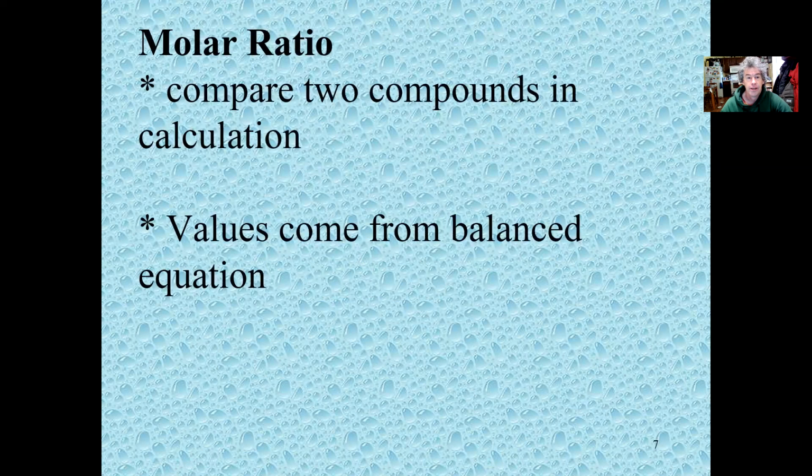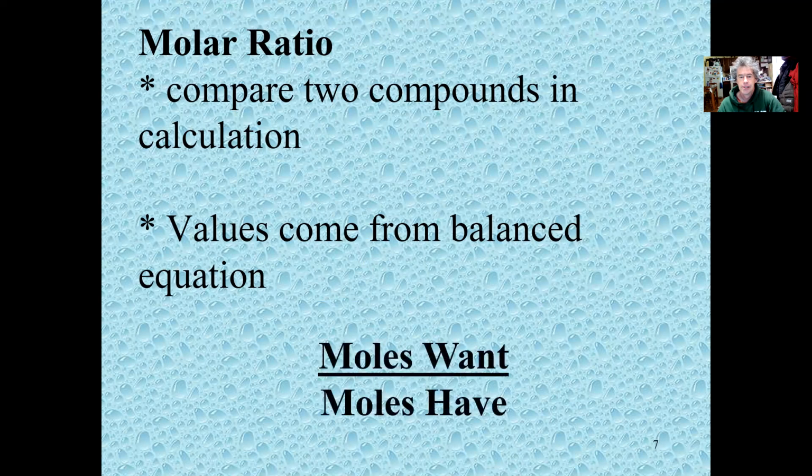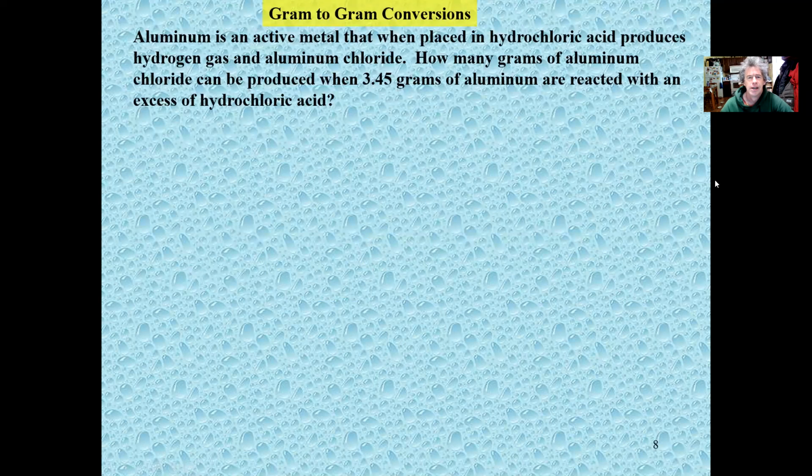Okay, now in a molar ratio, what you're basically doing is comparing the 2 compounds in your calculation, and you're looking at how many moles of what you're looking for, or want, do you have over how many moles of what you have. So moles of want over moles of have is the molar ratio. Now, like we said, most of these conversions are gram to gram conversions.